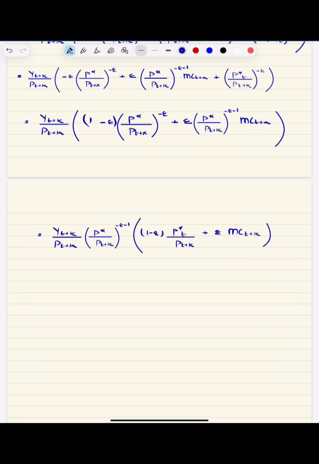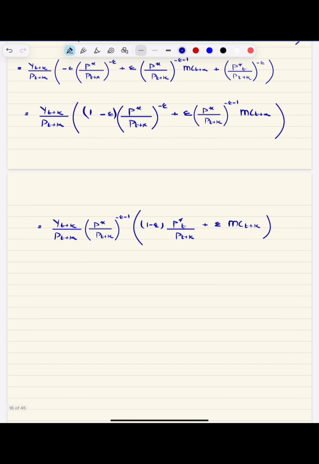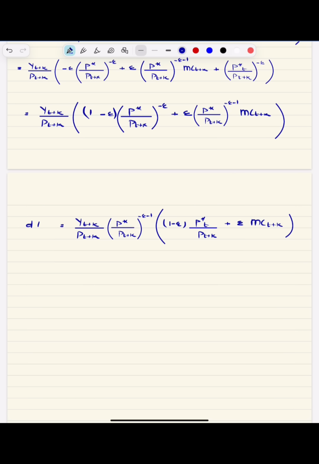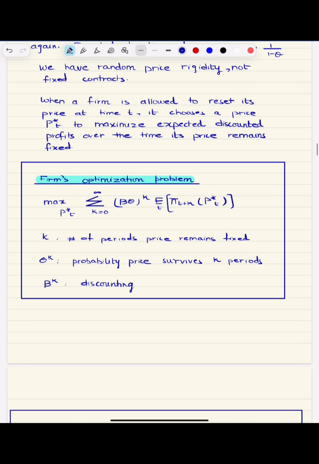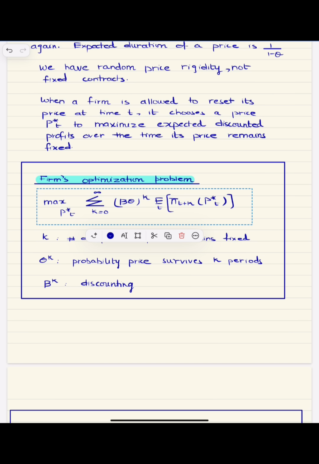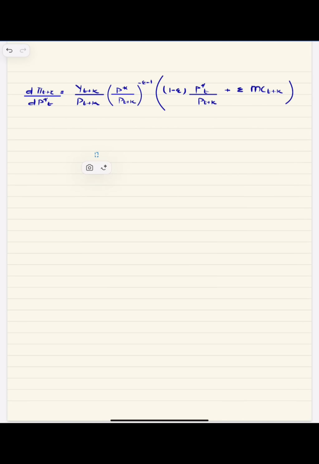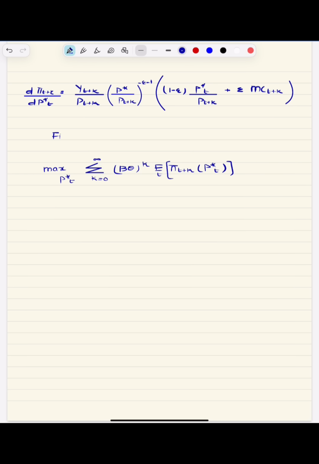Okay, so this is the derivative of the profit function with respect to p hat p star. Okay, and this was the firm's maximization problem. So our firm's problem was this. Let's take the first order condition now.